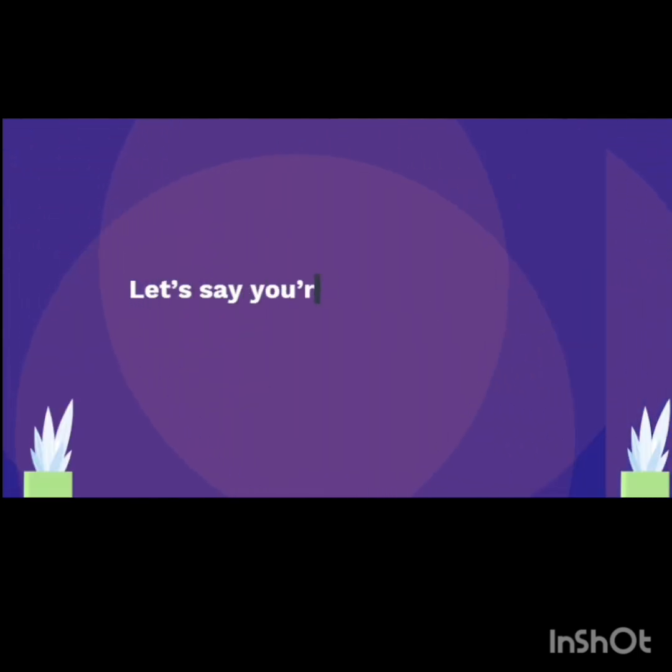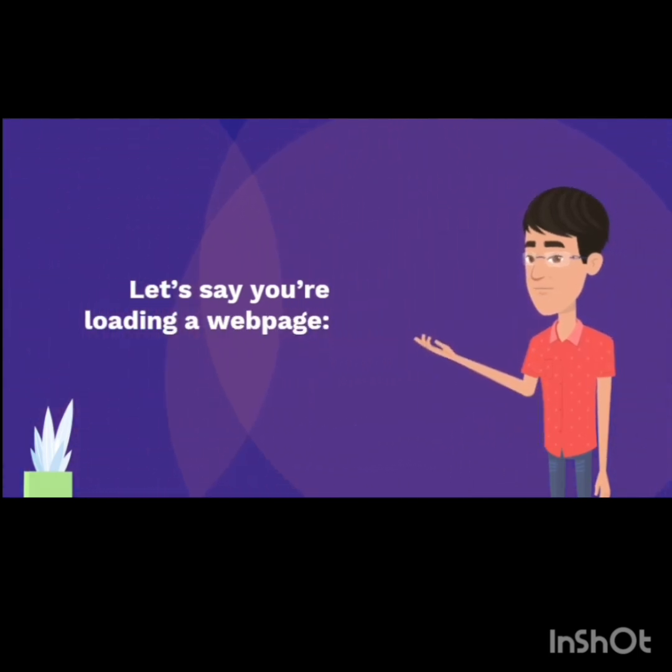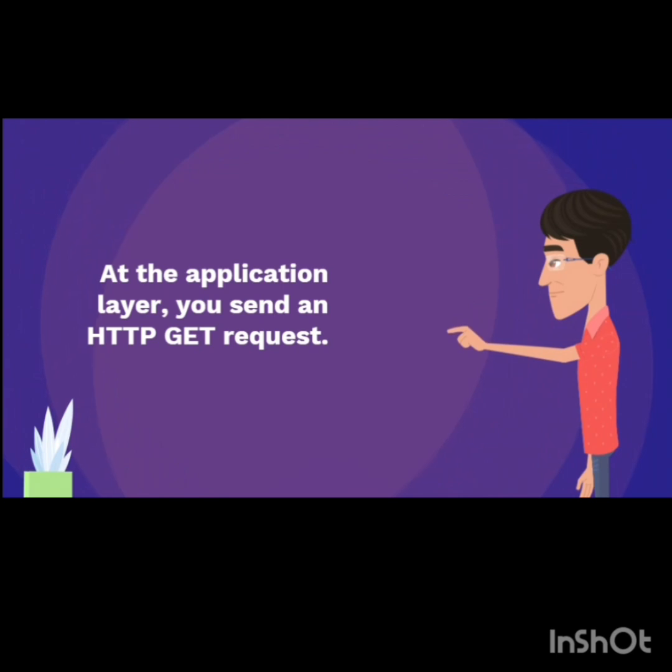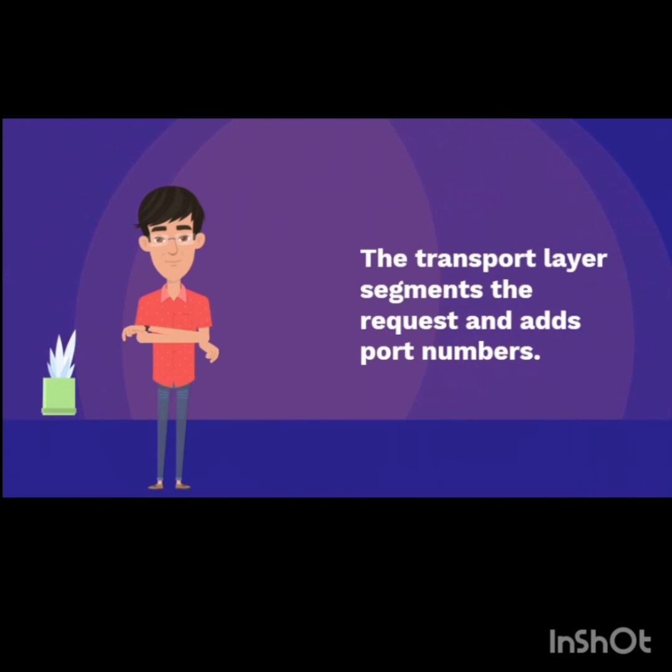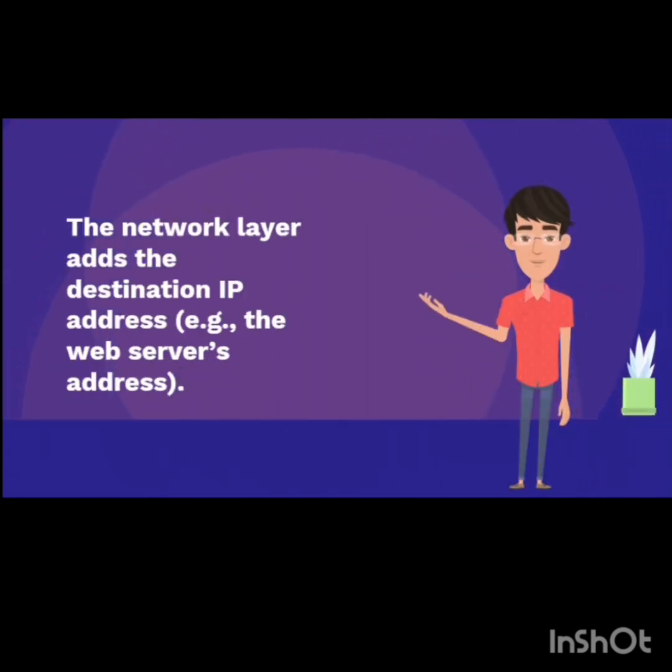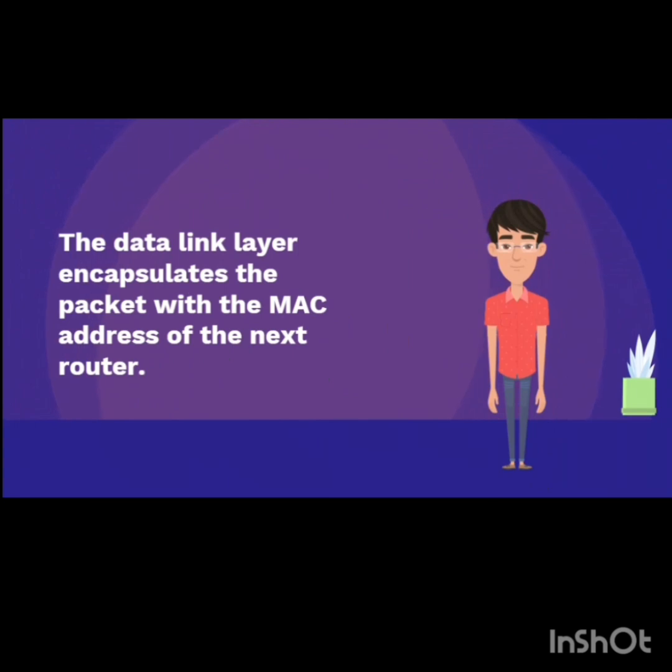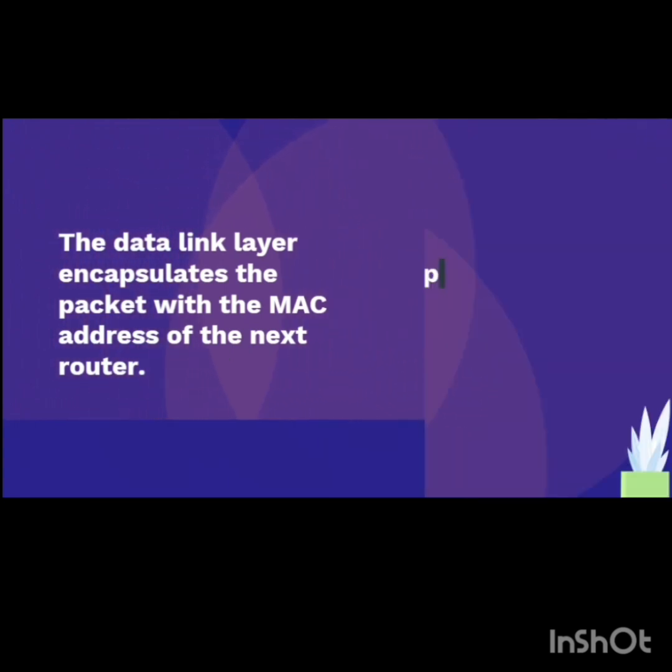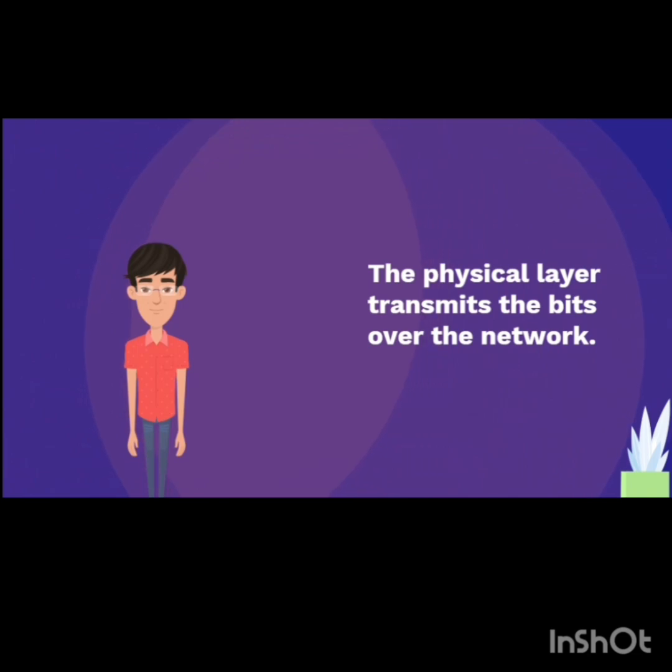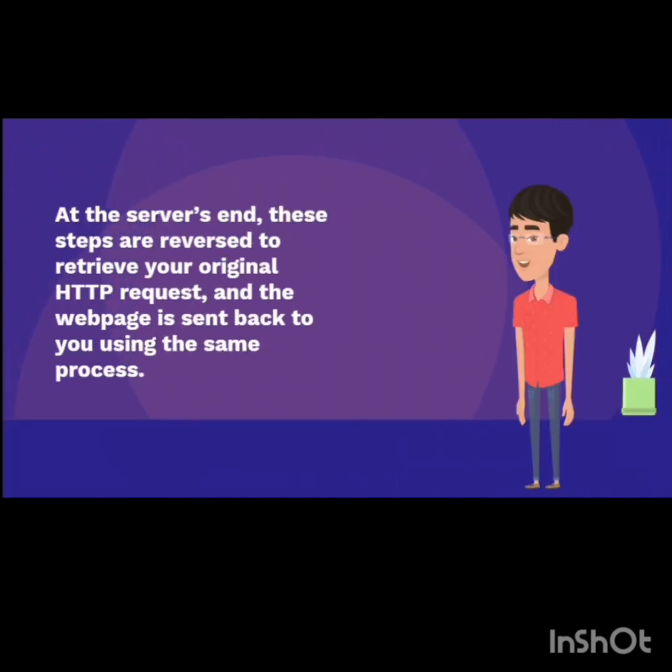Example in networking. Let's say you're loading a web page. At the application layer, you send an HTTP GET request. The transport layer segments the request and adds port numbers. The network layer adds the destination IP address, e.g., the web server's address. The data link layer encapsulates the packet with the MAC address of the next router. The physical layer transmits the bits over the network. At the server's end, these steps are reversed to retrieve your original HTTP request, and the web page is sent back to you using the same process.